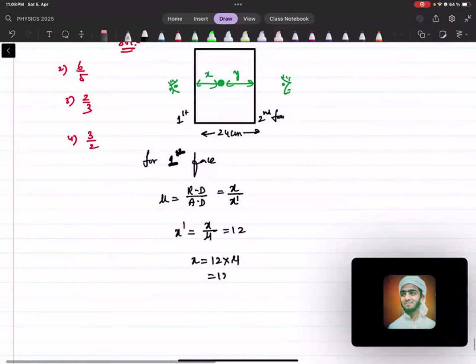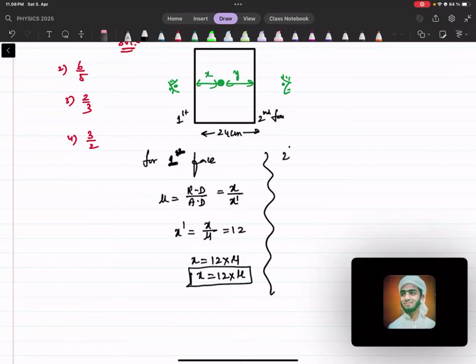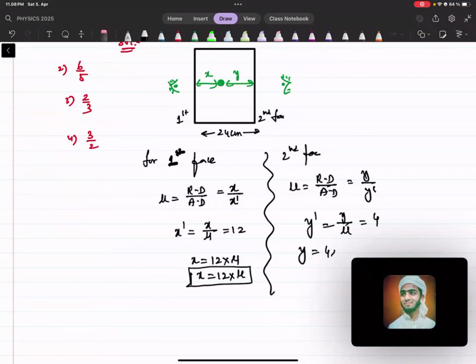That is equal to 12 into mu. Mu value is given how much, beta? What is the refractive index? That only we need to calculate. That is nothing but equal to your mu. So x is equal to how much for me? 12 mu. Now for second phase, also same. Mu is equal to real depth divided by apparent depth. Real depth is y, apparent depth is y dash. So y dash will be equal to y divided by mu. Y dash is given how much in the problem? 4. So y is equal to how much for mu? 4 times of mu.